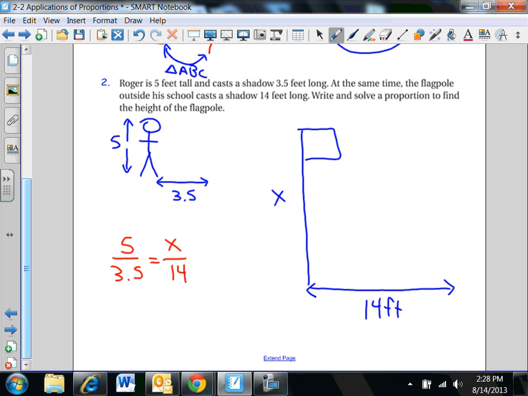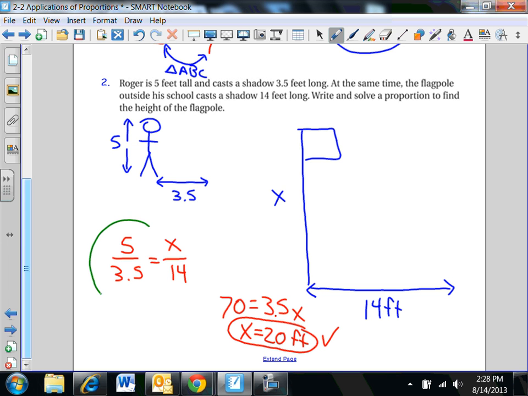So cross multiplying, we get 5 times 14 is 70. I get that 70 is equal to 3.5x. And then I divide both sides by 3.5, and I get that x is equal to 20 feet. So my flagpole is 20 feet. I want to make sure that's reasonable, and it is, okay? 20 feet is a good height for a flagpole. So there are different ways to set up this proportion that are still correct. So you may have done it a different way, but it would still be correct.